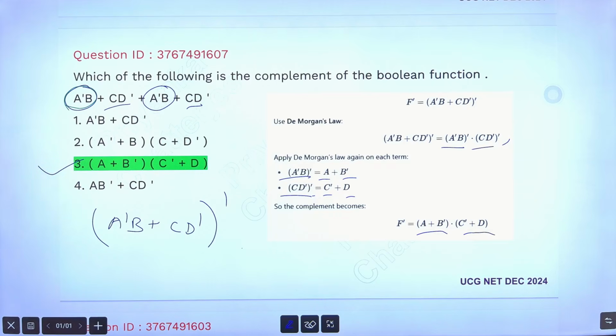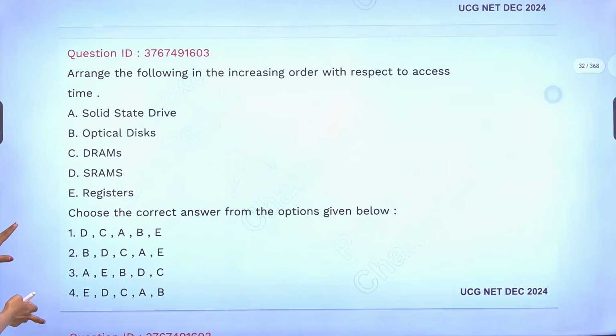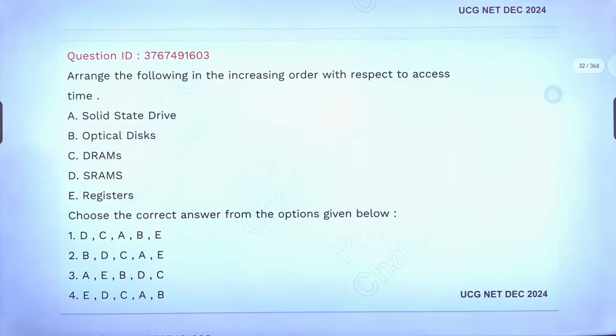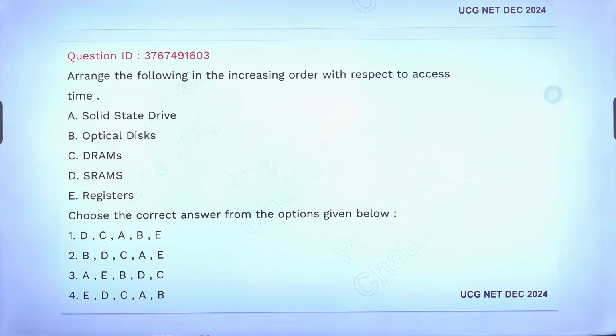Yes, simple, easy. Now tell me what is the answer for this. Basic memory question. Basic memory question.